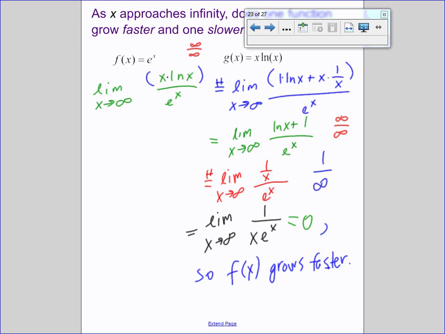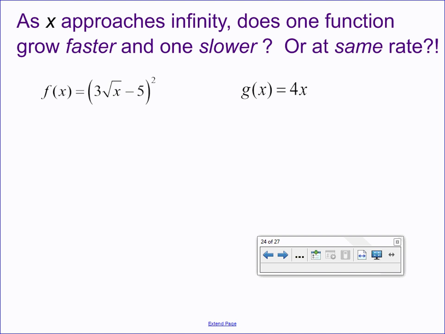All right, guys. One to go. As x approaches infinity, does one function grow faster, or one slower, or at the same rate? So I tried to pick ones where we could intuitively see, based on our comparative growth rates of our function families, we could kind of pick a winner. What about this guy? f of x equals quantity 3 root x minus 5 squared versus g of x equals 4x.